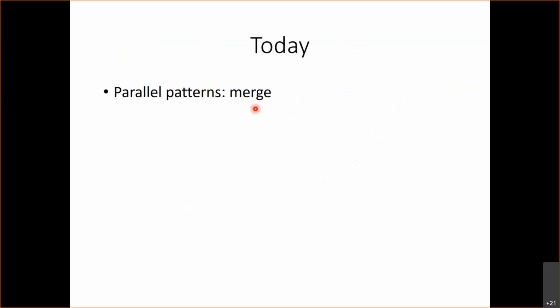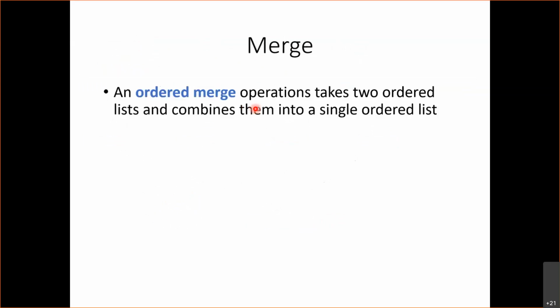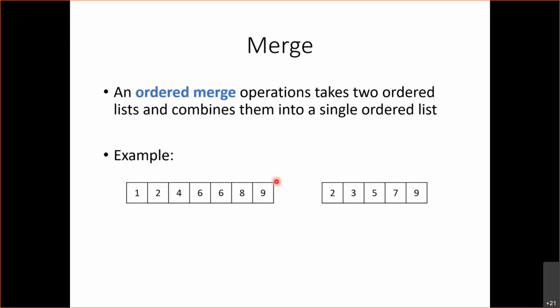Okay, so if not, then let's talk about merge. A merge, an ordered merge, is an operation that takes two ordered lists and combines them into a single ordered list. So for example, if I have these two lists over here, they can have different sizes, but they're both ordered.